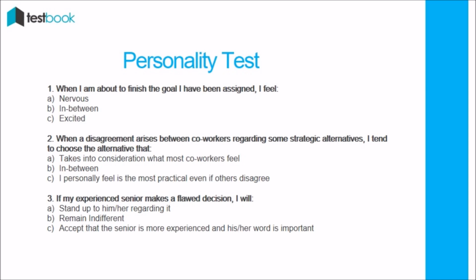In question number 2, when a disagreement arises between co-workers regarding some strategic alternatives, I tend to choose the alternative that option number A, takes into consideration what most co-workers feel; option number B, in between; C, I personally feel is the most practical even if others disagree. Here as well, there is no correct answer. People can be both individualistic and team oriented.